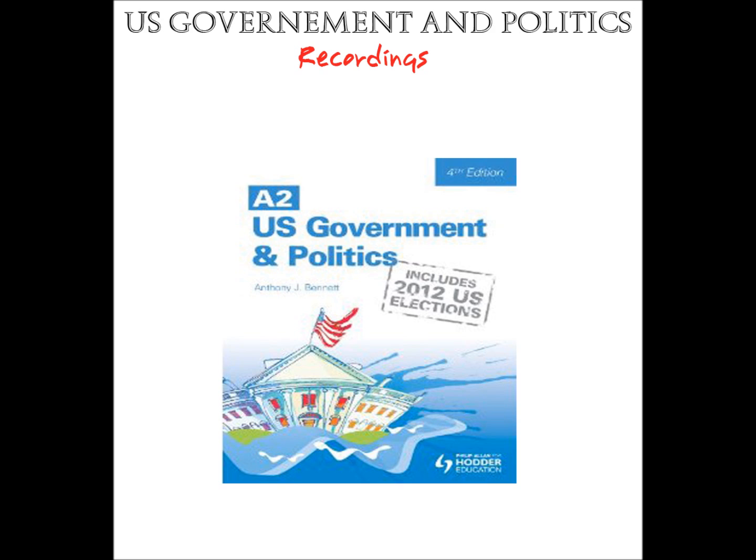Exclusive powers of the Senate. The Senate's exclusive powers are seen as more prestigious than those of the House. Two of them, in particular, give the Senate significantly more power than the House.